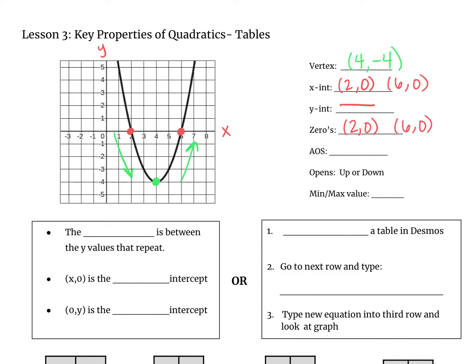All right, so next, AOS, that stands for our axis of symmetry. Remember, the axis of symmetry is a vertical line that goes through the vertex, so through that green dot. And it's going to split our parabola, the shape, in half, so it's equal on both sides. The axis of symmetry is always an equation, and it will always be an x equals equation. And the value of x that it goes through is 4, so x equals 4 is our axis of symmetry.